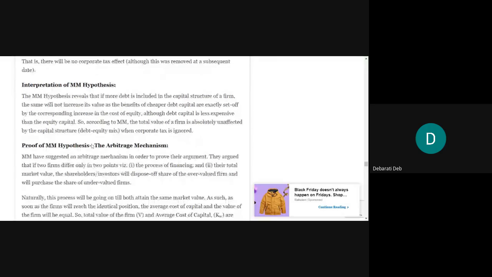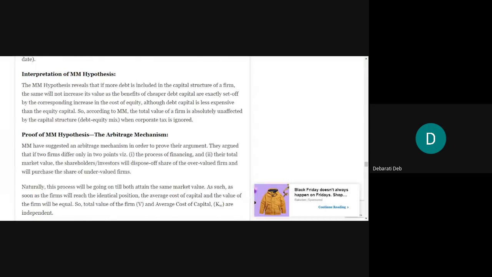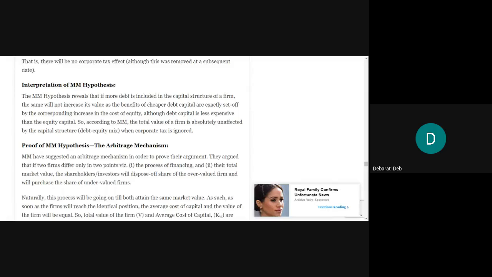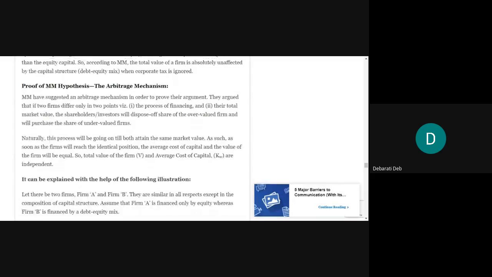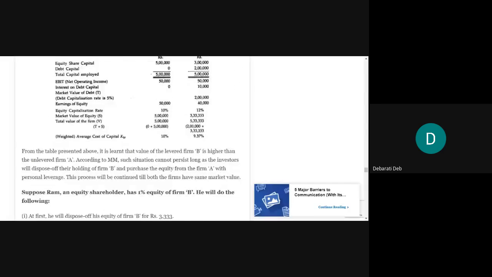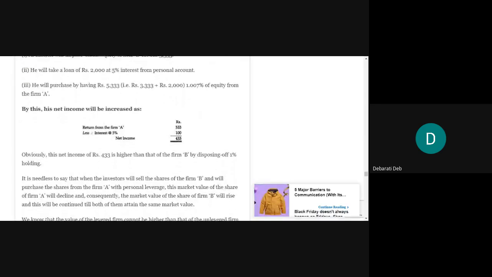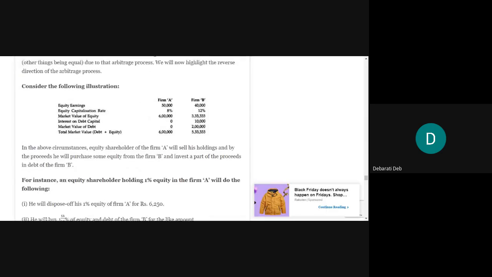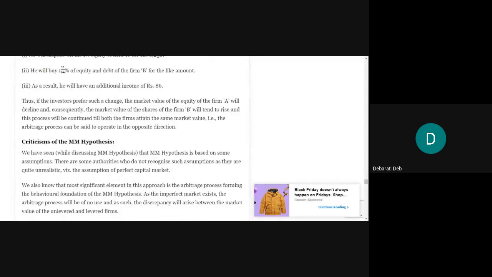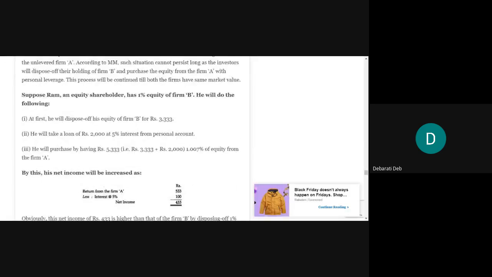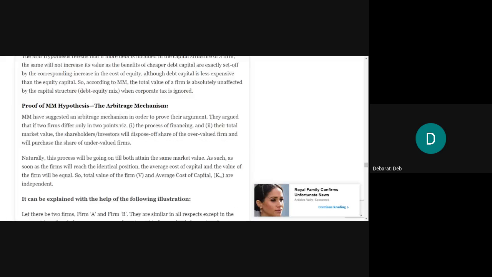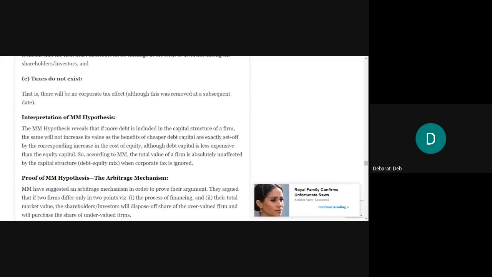Now, what is the interpretation? We will do till interpretation today. On Monday, we will do this arbitrage mechanism. This is a very interesting mechanism. Okay, we will do it on Monday. And there is an example also, a very nice example. We will discuss this arbitrage mechanism on Monday. Now I'll finish off with the interpretation of the hypothesis.